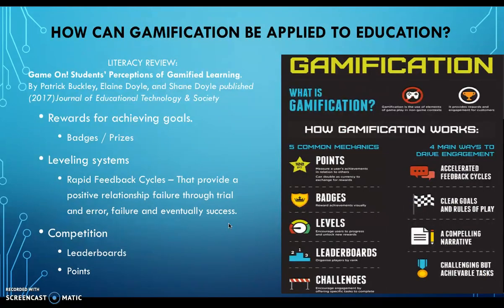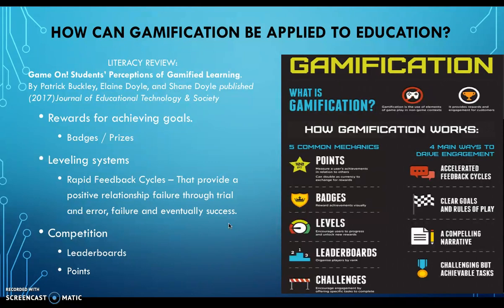The next question you may have is, how can gamification be applied to education? To help answer this question, let's look at some other published articles. This next article is called Game On: Students' Perceptions of Gamified Learning, and it's by Patrick Buckley, Elaine Doyle, and Shane Doyle, and it was published in 2017 in the Journal of Educational Technology and Society. And in this article, the authors identify a number of common attributes of successful gamified units.